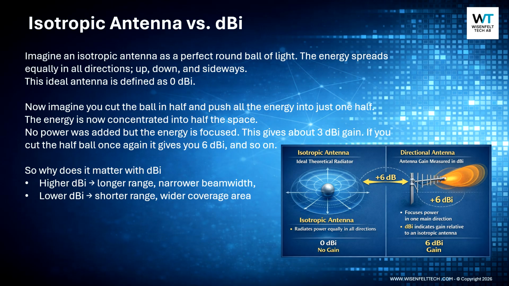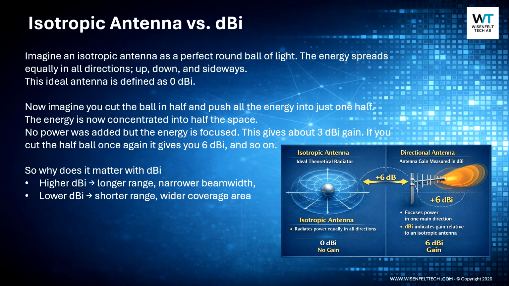Now imagine gently cutting that glowing ball in half. Instead of spreading the light everywhere, you push all the energy into just one half of the ball. Nothing new is added, the same energy is simply focused into a smaller space. Because the energy is more concentrated, it travels farther in that direction. This is what we call about 3 dBi of gain. If you cut the half ball in half again, and focus the energy even more, the beam becomes narrower and reaches even farther. This gives you 6 dBi, and the process continues the same way for higher gain antennas.